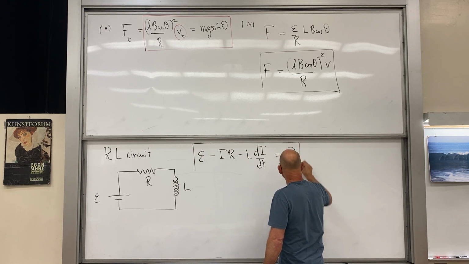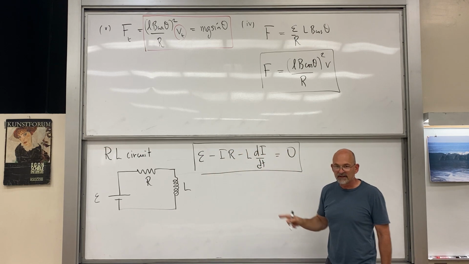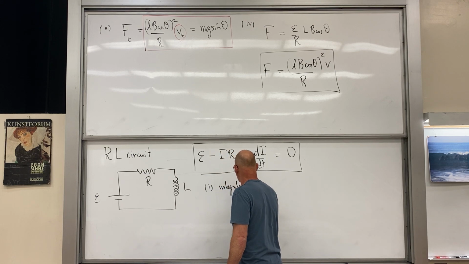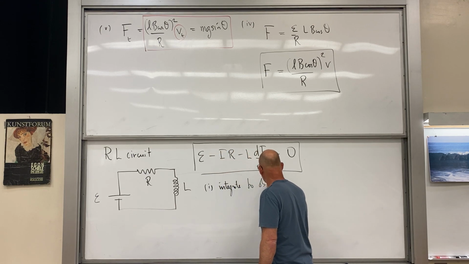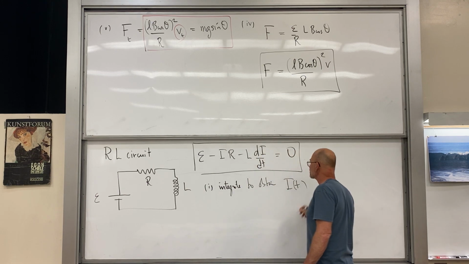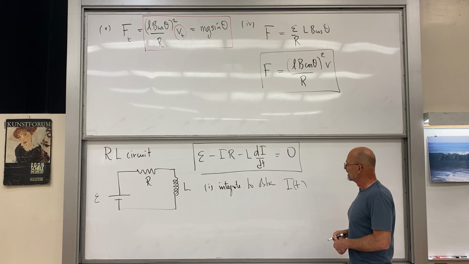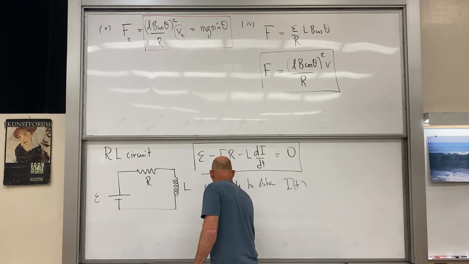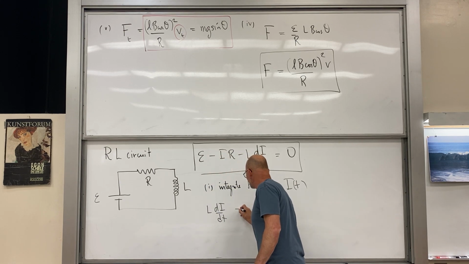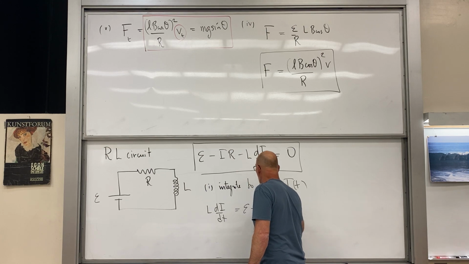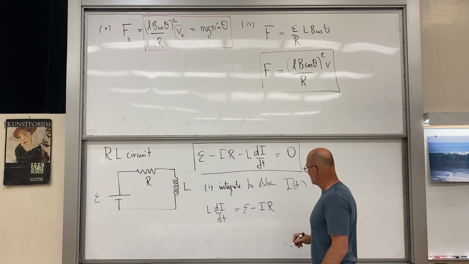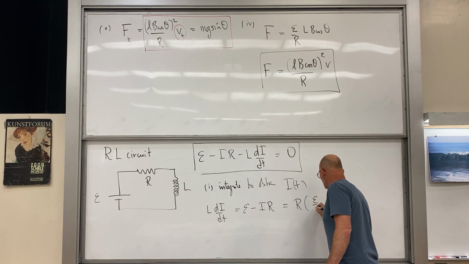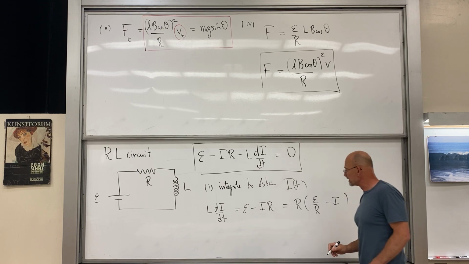We'll leave it up here. First thing we want to do is integrate it to obtain current as a function of time. And we have L di/dt equals E minus IR, and we can even pull an R out: R times E over R minus I. That'll be a little better.